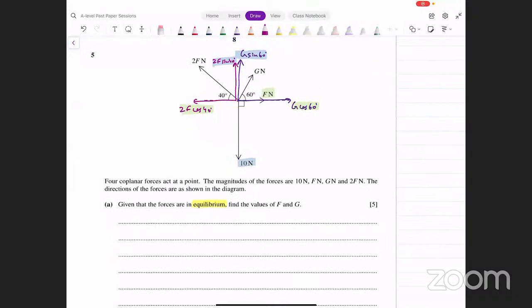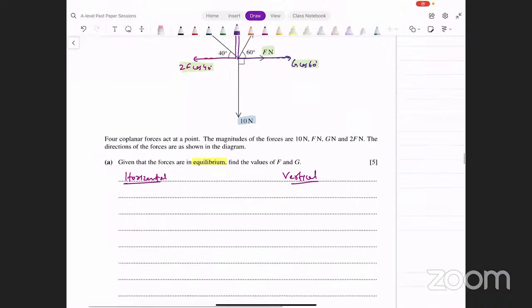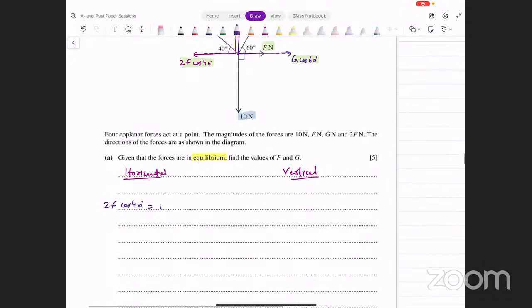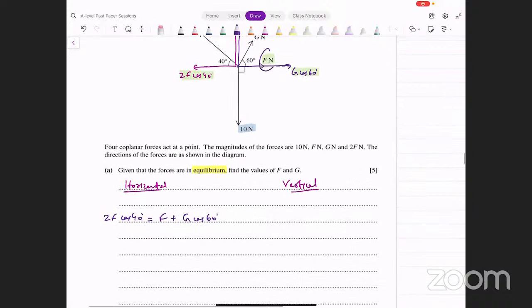We've got these horizontal forces. Horizontal forces 2F cos 40, F and G cos 60. Vertical forces भी हमारे पास 3 आ रही हैं. हम क्या करेंगे? हम vertical forces और horizontal forces को equate कर देंगे. ठीक है? So let's do that here. Horizontal forces and the vertical forces. Horizontal forces हमारे पास क्या क्या आ रही हैं? Left side पे we've got one force, that is 2F cos 40. That equals F plus G cos 60.